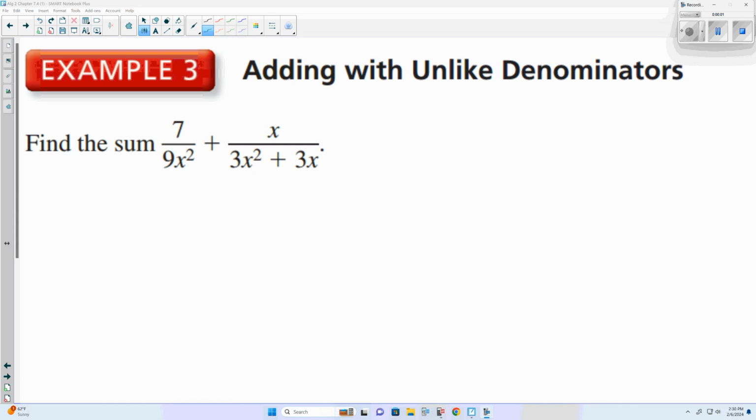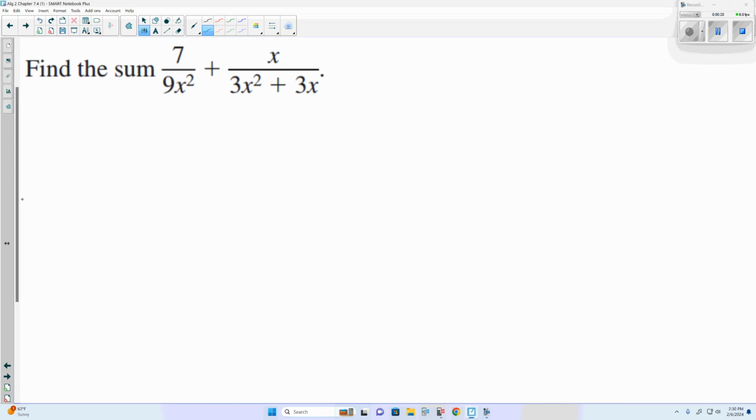Now, what we're doing here is adding and subtracting rational expressions with unlike denominators. If the denominators were the same, we could just add the numerators. But because the denominators are not the same, we can't just add. We're actually going to need to make the denominators be the same.